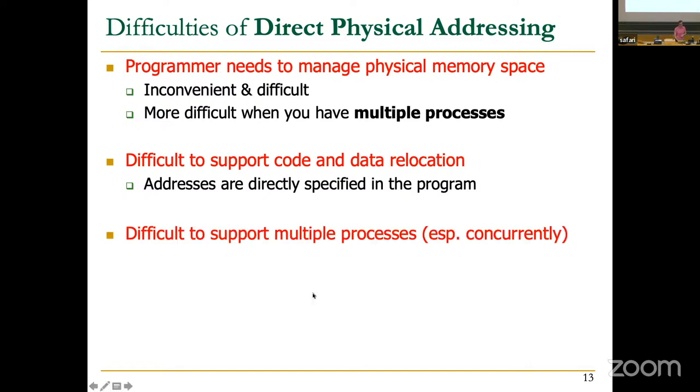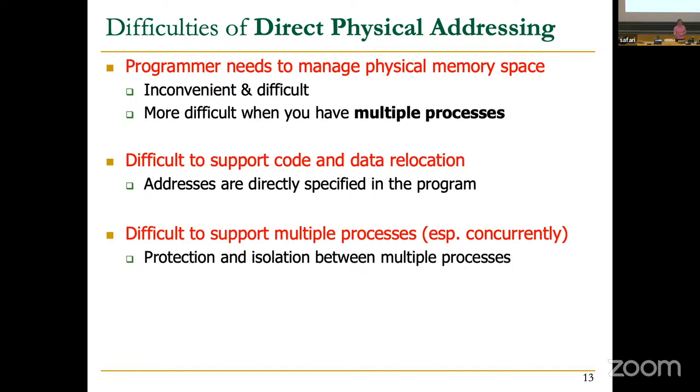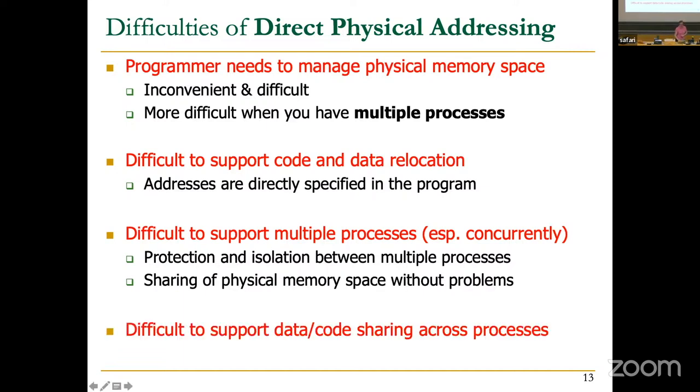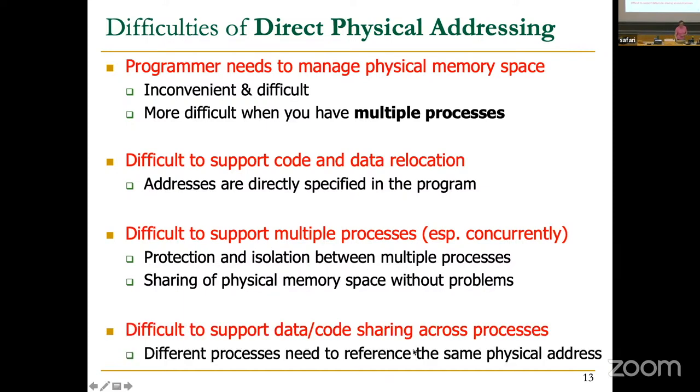change of address. It's difficult to support multiple processes, especially concurrently, because you need protection and isolation between multiple different processes. And sharing of physical memory space without problems is not easy to handle. And finally, it is difficult to support actual data and code sharing across processes because different processes need to reference the same physical address. And we talked about that also, right? How do you actually communicate that you are supposed to reference this particular address?